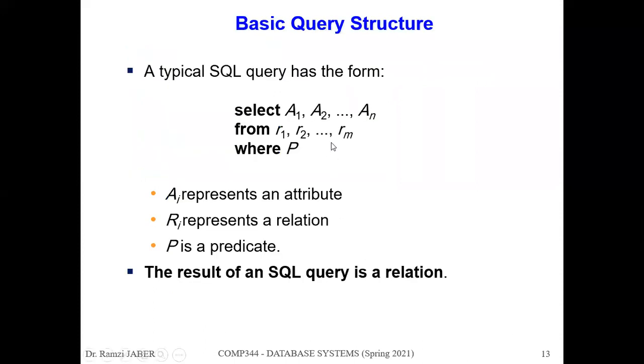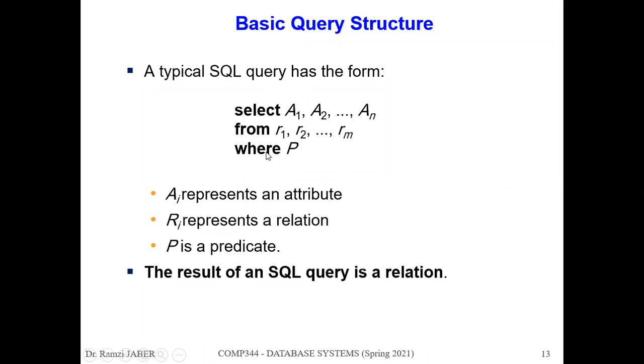Now, the select statement. A typical SQL query has this form: select any attributes or fields you want, from one table, two tables, three tables, as many tables as you want, where we have a predicate or condition. So the general form of the select statement is: select one, two, three, four, or all the columns from one or more tables, where we have conditions between them.